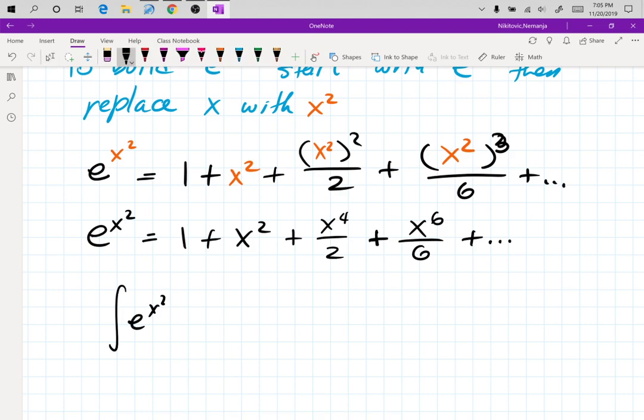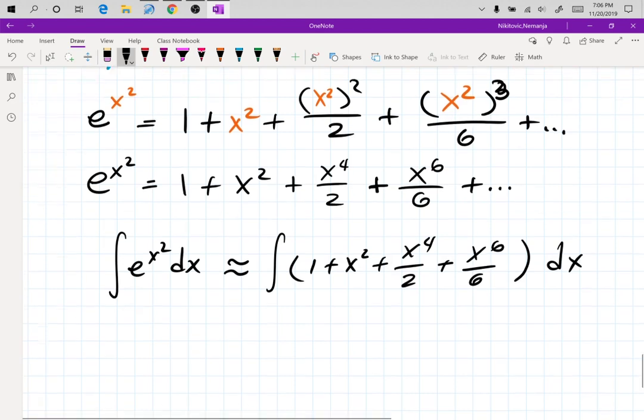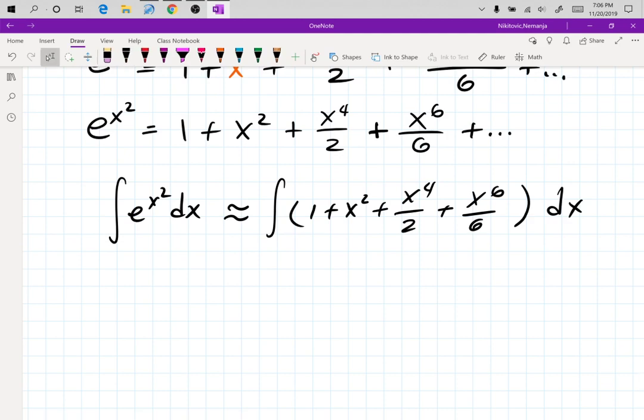Integrating e to the x squared dx is about the same as integrating 1 plus x squared plus x to the 4 over 2 plus, let's say, x to the 6 over 6. Cut it there. And now you're integrating a polynomial. This is such an awesome thing. We went from something that can't be integrated, not unless you know the trick from Calc 3, to something where we're just integrating a polynomial.